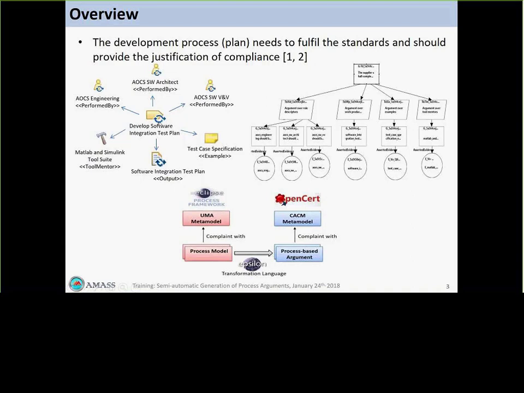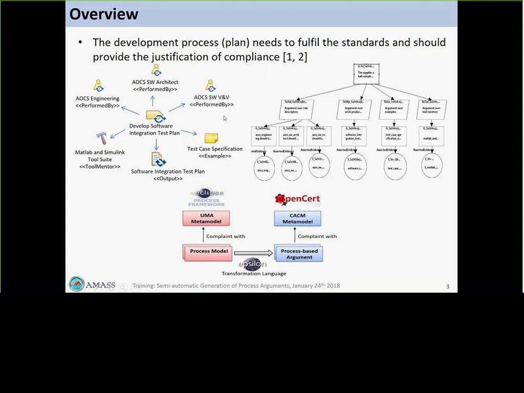The initial idea was that the process elements, in particular the task descriptor, are mapped into the claim or the goal, and the elements that are associated to the task descriptor, such as the set of the roles, are mapped into the strategy, because of dividing the goal into the sub goals. And the evidence related to the role descriptor, tool mentors, work products, and examples are mapped into the evidence, and it should be the solutions in the GSN.